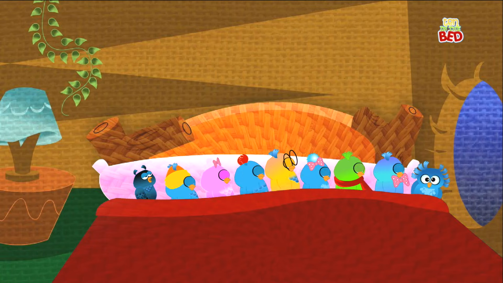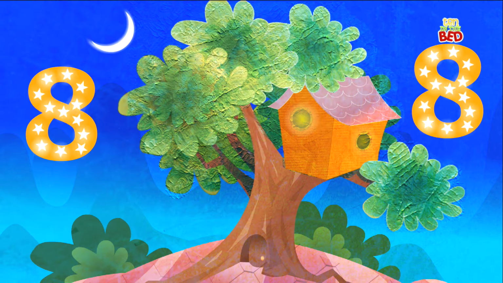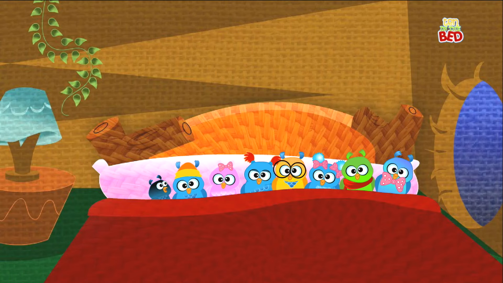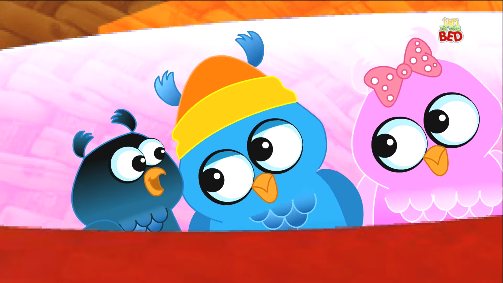So they all rolled over, and one fell out. Eight, eight. There were eight in the bed, and the little one said, "Roll over, roll over."